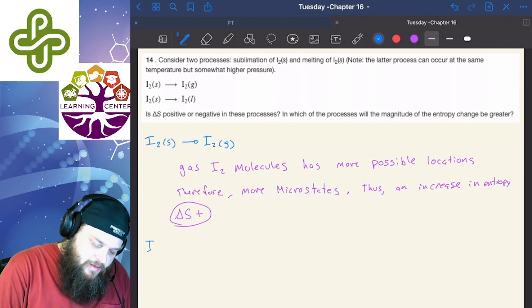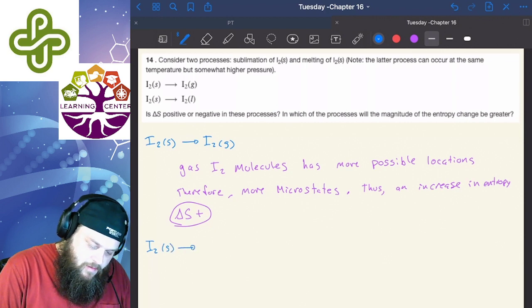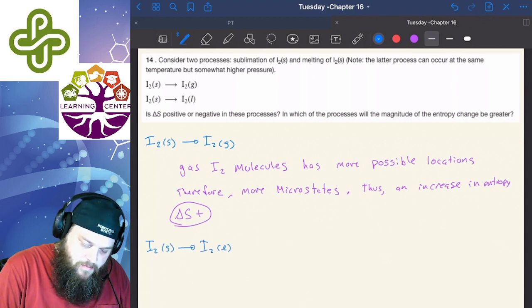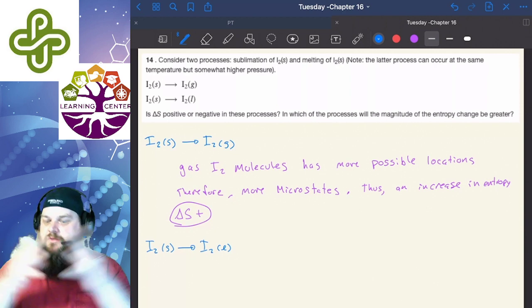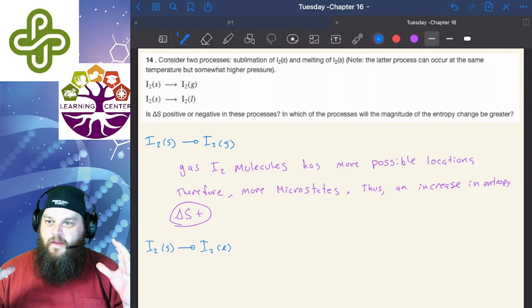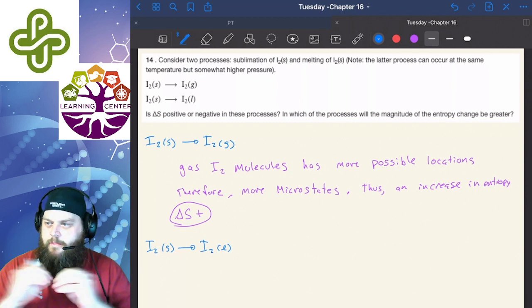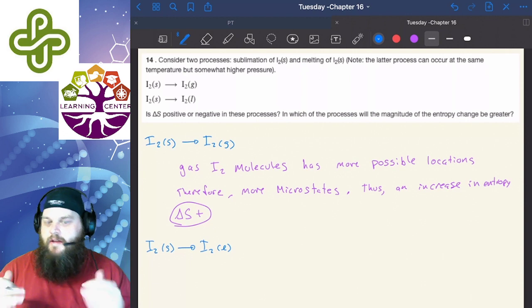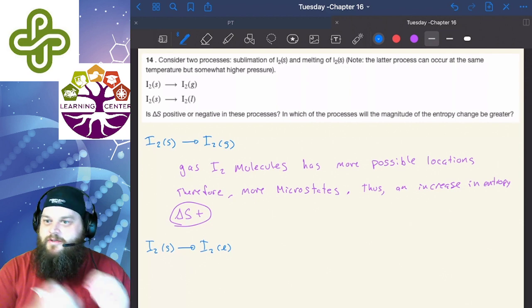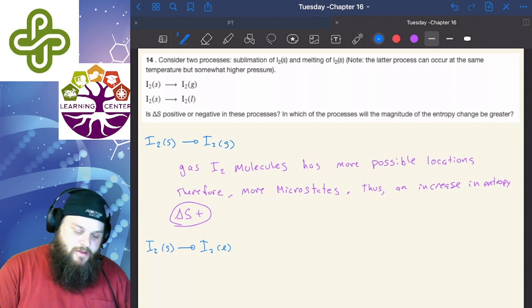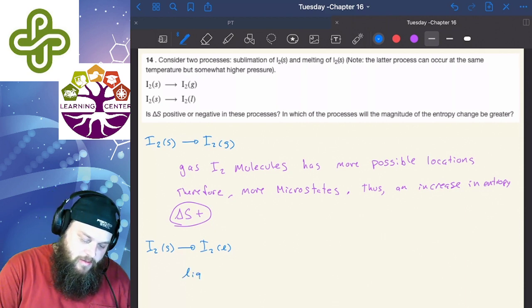Now, if we look at I2 solid just melting into I2 liquid, if we remember, a solid is kind of confined to a specific area. It's like this is the volume of the solid. When it turns into a gas, it fills whatever space and container that it's in. Now, when it's a liquid, it kind of fills the bottom edge of that container. Gravity's still pulling it down, so it's not floating up into the air. It's bound by its intermolecular forces still, and it just kind of fills that bottom surface of the volume that it's in.